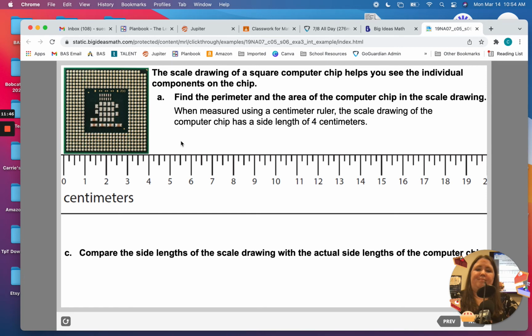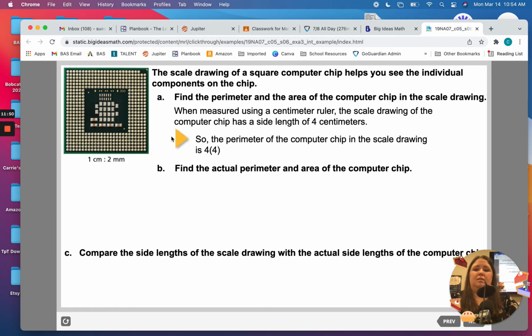Okay? So we're going to use our scale factor. Oh, we don't even have to do that. What is the perimeter of this chip? What's perimeter? Oh, the outside, all the outside, right? So if this one is 4, it'd be 4 times 4, 16, which is 16 centimeters.